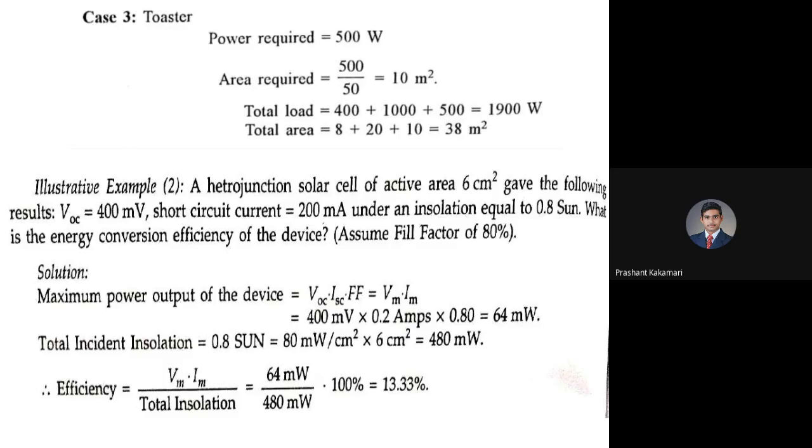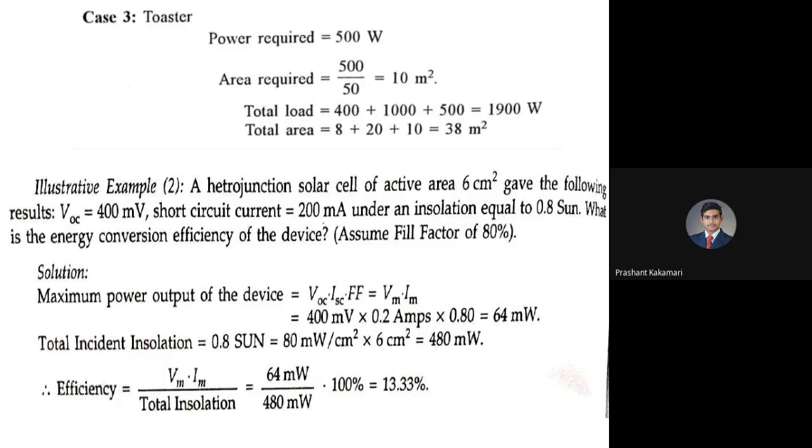Open circuit voltage and short circuit current both are given. The maximum voltage or maximum current is not given. The complete area of the solar cell is given. Then the insolation or the power supply is 0.8 sun, or you can say 80 milliwatt per centimeter square for conversion. And knowing the fill factor of 80%, we need to find out the efficiency of the solar cell for 6 centimeter square.